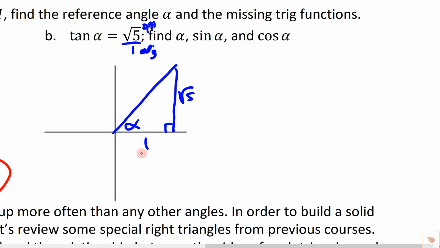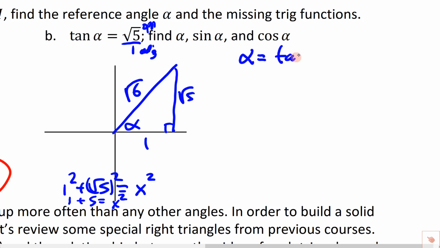Legs squared plus legs squared equals hypotenuse squared. 1 squared plus radical 5 squared equals x squared. Wouldn't this just be 1 plus 5? Wouldn't that just be radical 6? Yes, sir. Perfect.